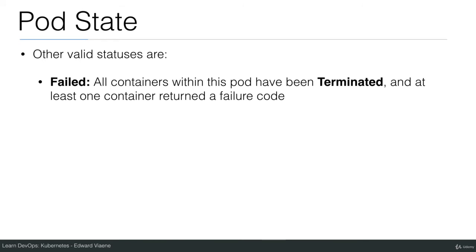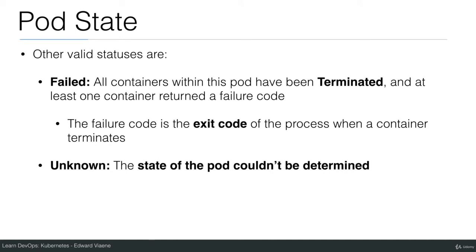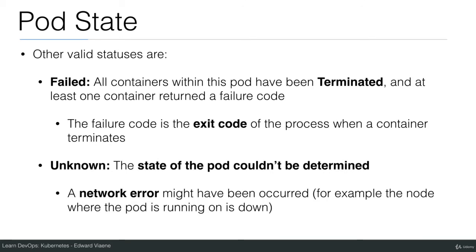Succeeded, all containers within this pod have been terminated successfully and will not be restarted. Failed, all containers within this pod have been terminated and at least one container returned a failure code. The failure code is the exit code of the process when a container terminates. So exit code 0 means OK, and all other exit codes are a failure. Also, you can have unknown. The state of the pod couldn't be determined. A network error might have occurred, for example, the node where the pod is running on is down. So these are the pod statuses.